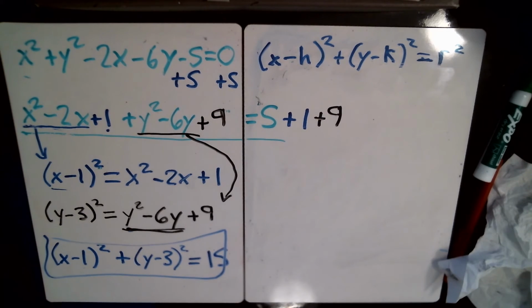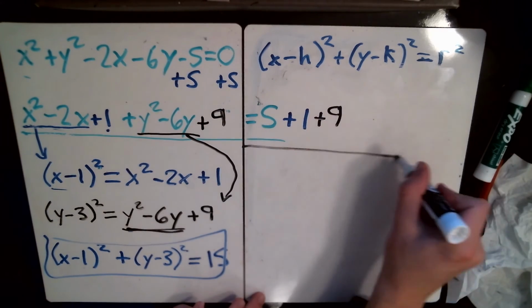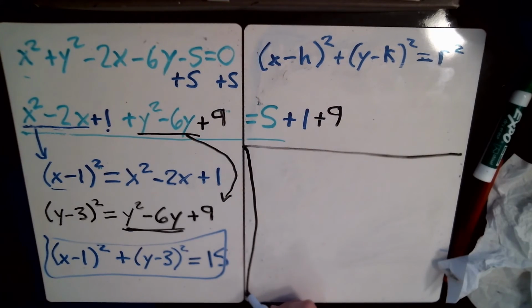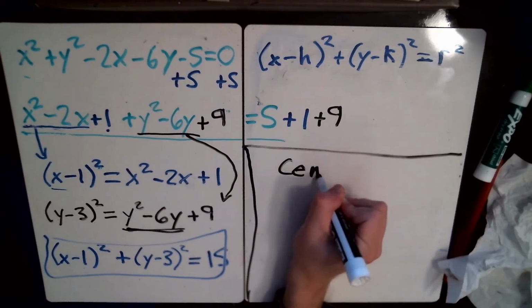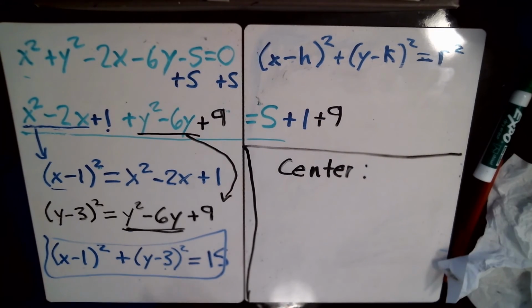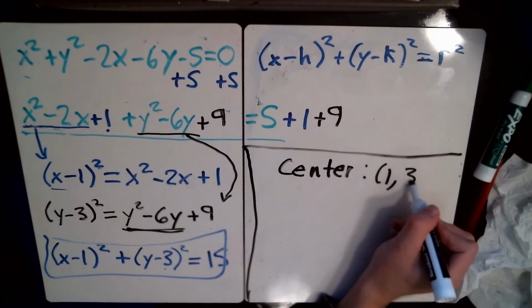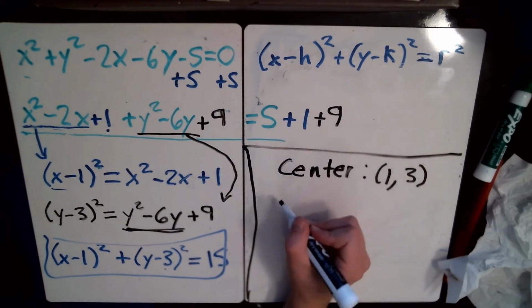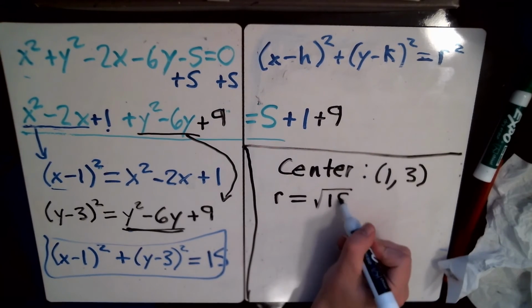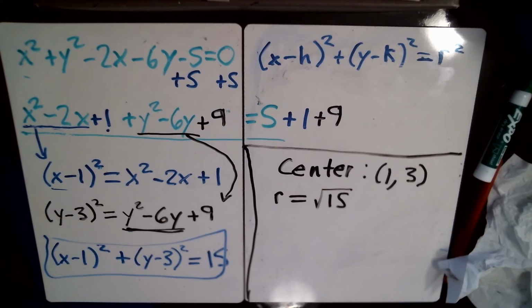Well, we're not quite done yet. So we wanted to find the center of the circle and the radius. So the center of our circle, remember we take these numbers and switch the signs. So it's going to be at 1 and 3. And then the radius in this case, you take this number here and take the square root. So it's going to be the square root of 15. Okay? So that's our center and radius of this circle.